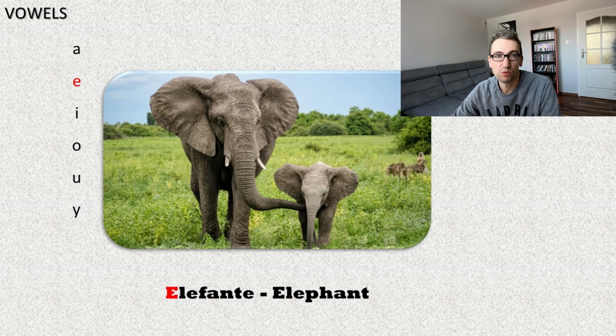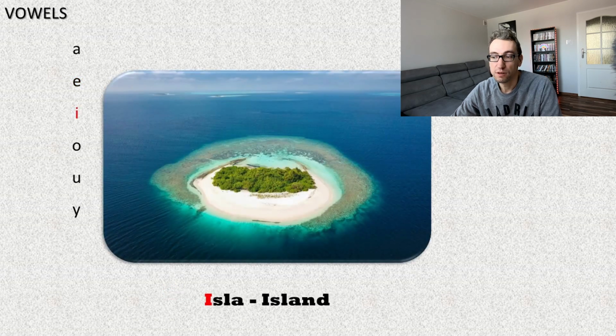It's also without any surprises. I, like in isla, which means island. It's pretty obvious because you pronounce it E, but for English natives it will be a little bit different because you guys pronounce it island, and this will be isla.